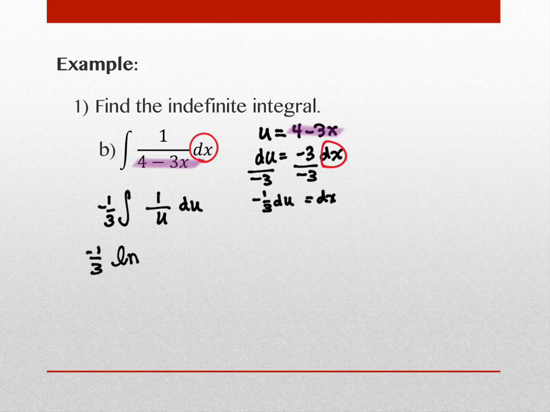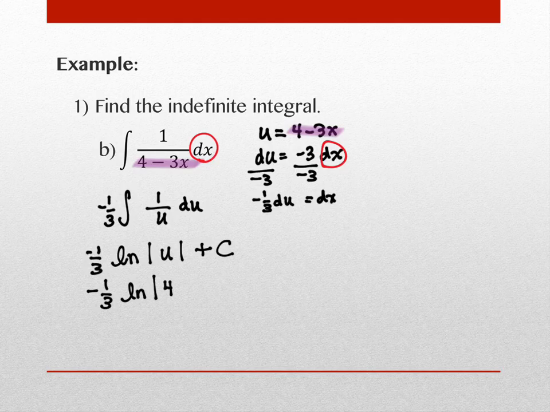Natural log of the absolute value of u plus c. But the last step in a u substitution is always to put it back in terms of the variable in which we began the problem. So instead of it being left as the natural log of the absolute value of u, the absolute value of u will become the absolute value of 4 minus 3x, plus c. And those absolute values are necessary because that expression 4 minus 3x is not necessarily going to be a positive number. Okay?